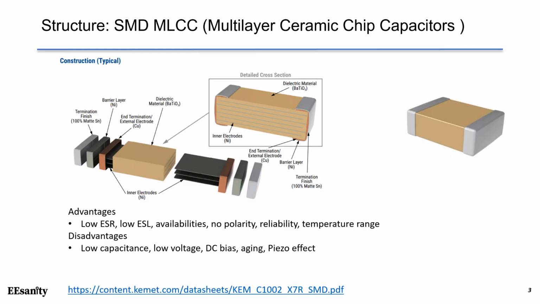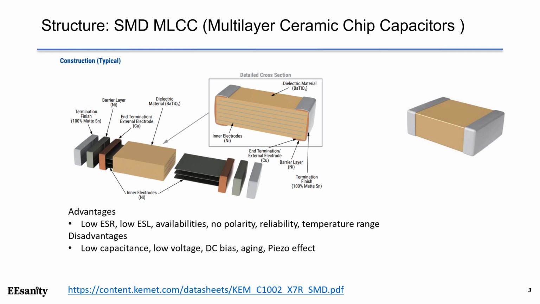Here's another close look at the structure of MLCC. In the middle, we have dielectric materials with two electrode plates inserted on both sides, finished by the termination at two ends. The advantages of MLCC are low equivalent series resistance, ESR, low equivalent series inductance, ESL, good availability, no polarity, good reliability, and wide temperature range.